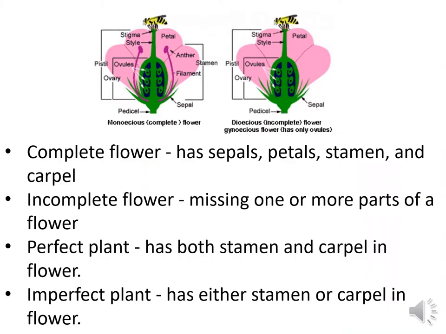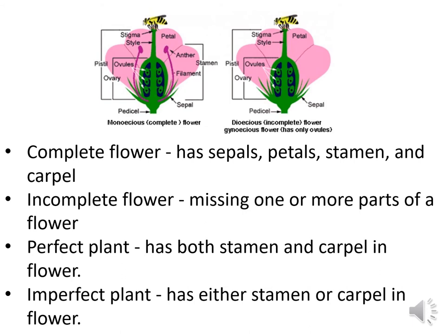When botanists classify flowers, they often talk about whether a flower is complete or incomplete. A complete flower has all the major parts. It's complete. It's got everything. It's got sepals. It's got petals. It's got boy parts. It's got girl parts. The picture on the left side there does have a complete flower. It's got all the parts.